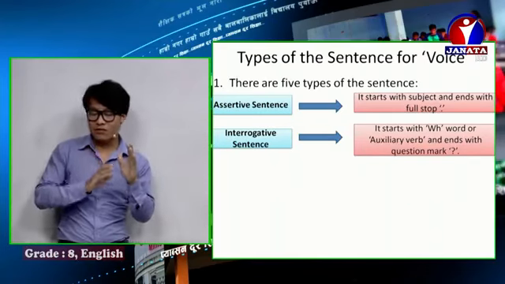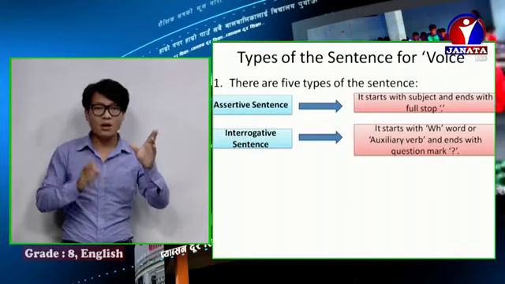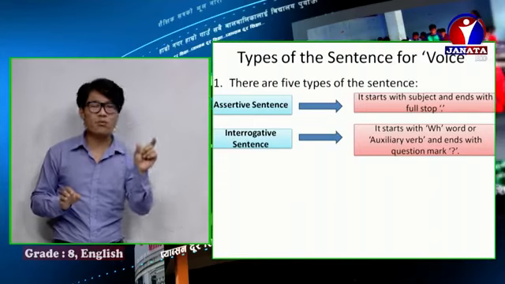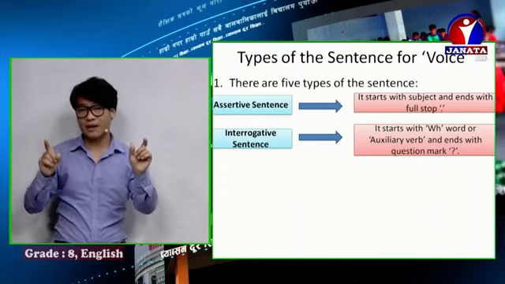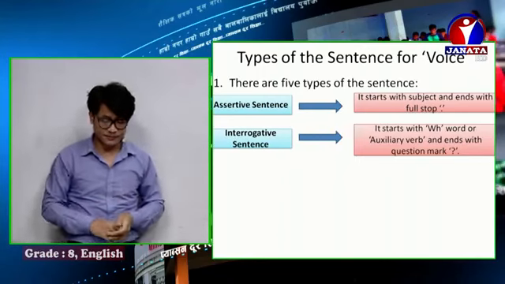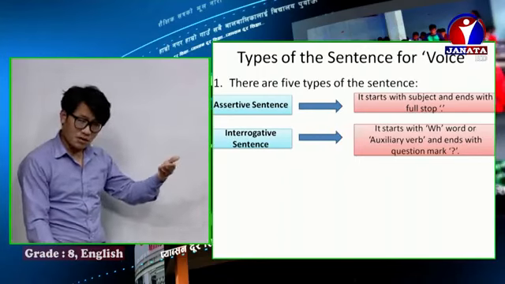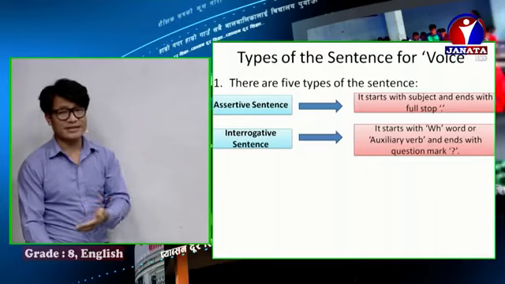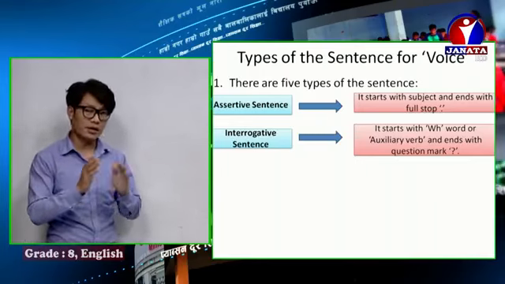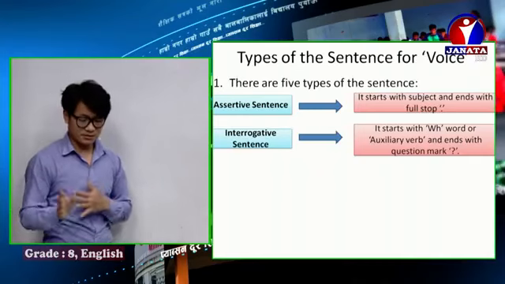And there is a W as a word like where do you go? It starts with where, and where is a W as a word and ends with a question mark. So it is called a WH question, and the other is a yes-no question. And we know that an interrogative sentence is used to ask questions, to inquire, to know the reasons.